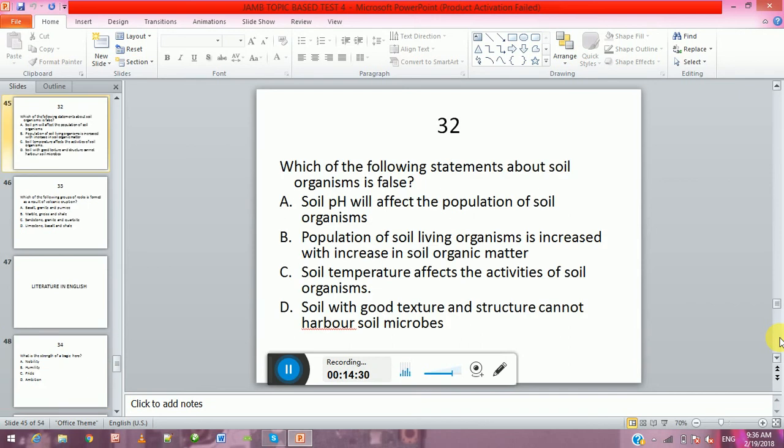Which of the following statements about soil organisms is false? A. Soil pH will affect the population of soil organisms. B. Population of soil living organisms is increased with increase in soil organic matter. C. Soil temperature affects the activities of soil organisms. D. Soil with good texture and structure cannot harbor soil microbes.